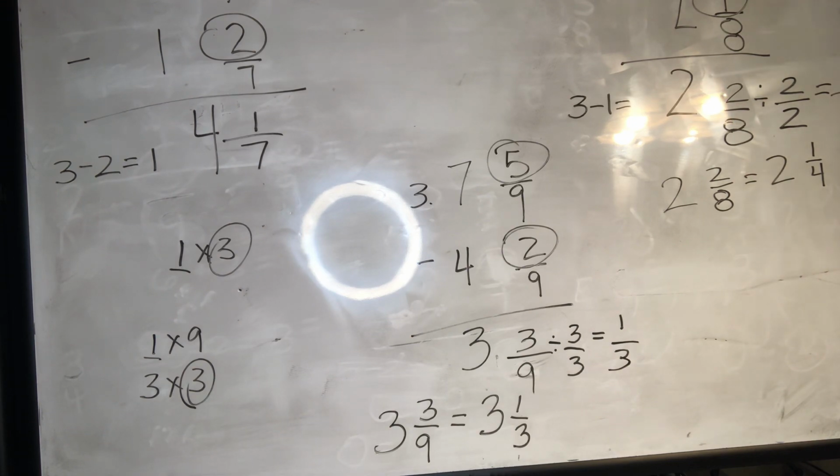That is the answer to, excuse me, 7 and 5 over 9 take away 4 and 2 over 9. The answer would be 3 and 3 over 9, or 3 and 1/3. So many threes, guys. Little tongue catcher. Tongue twister.